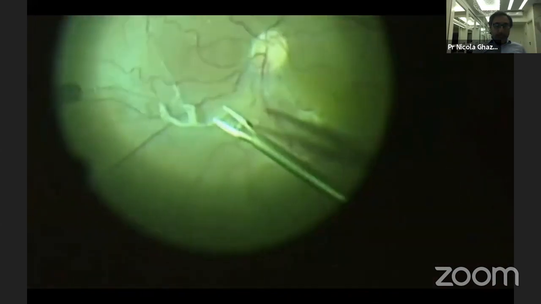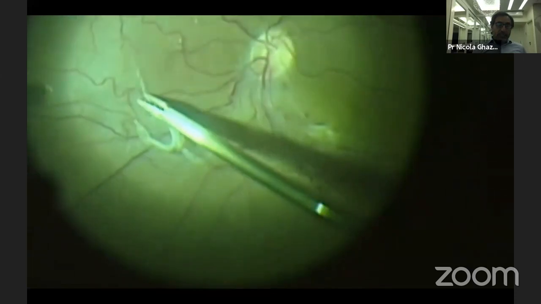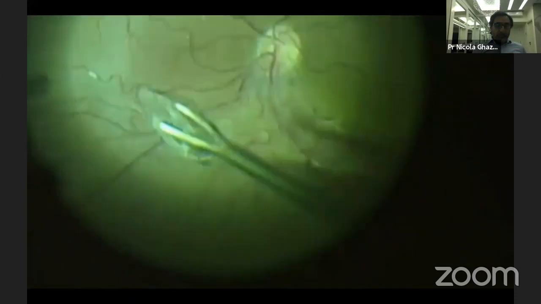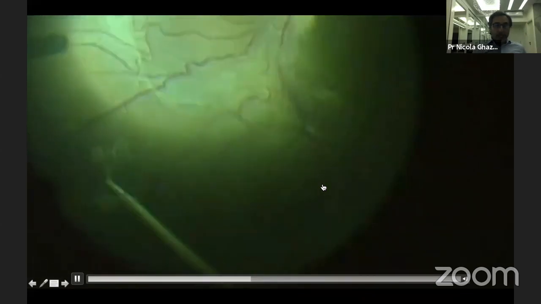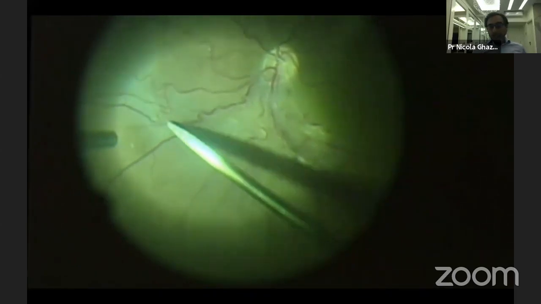And then once an edge is created, again, the same maneuver: tangential, gentle peeling of the pucker of the macular area. You can see it better here with wide angle viewing after it has retracted peripherally. And you peel as much as you can gently, because again, the underlying retina is a diseased retina. It's a dystrophic retina, not a normal retina. So the key here is gentle, tangential peeling.